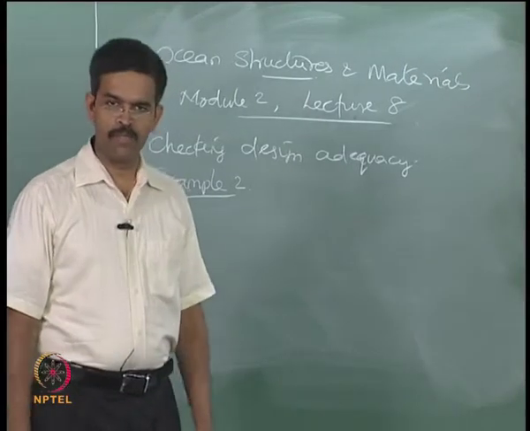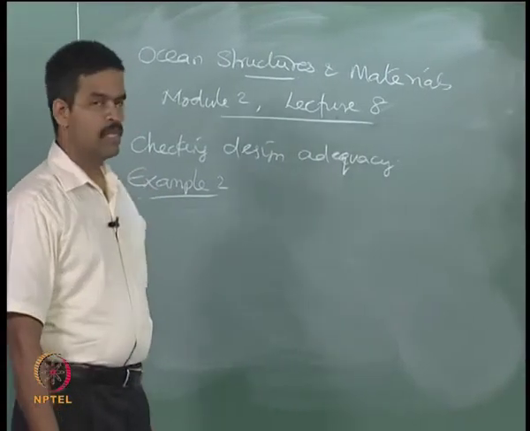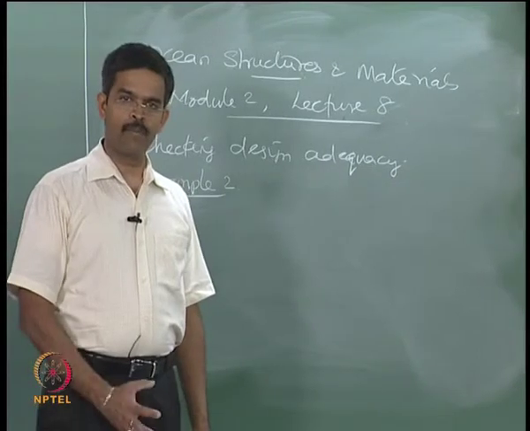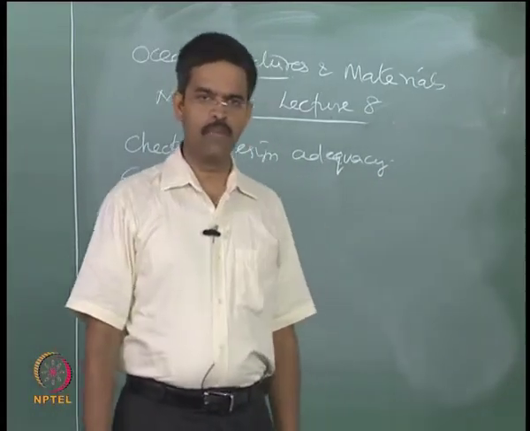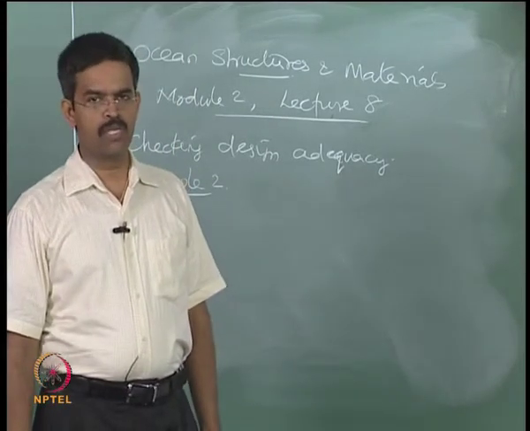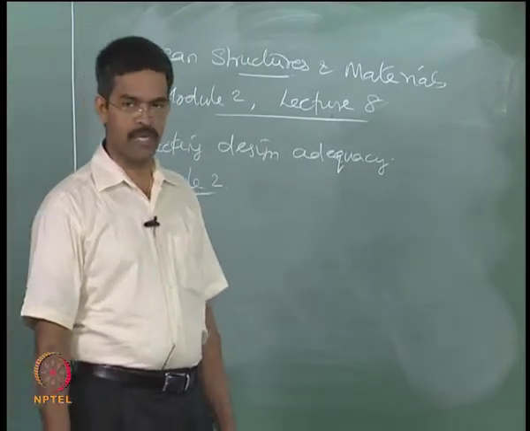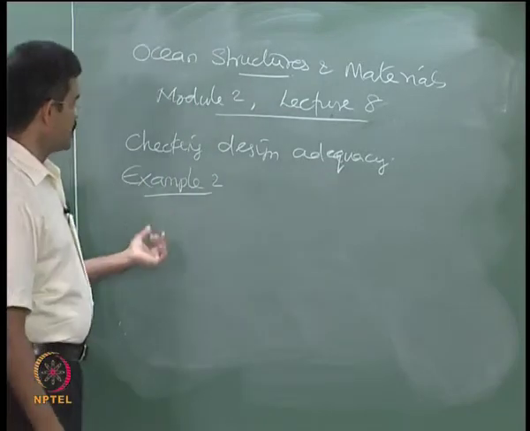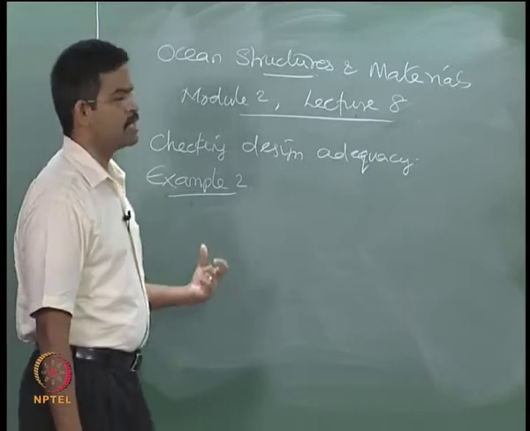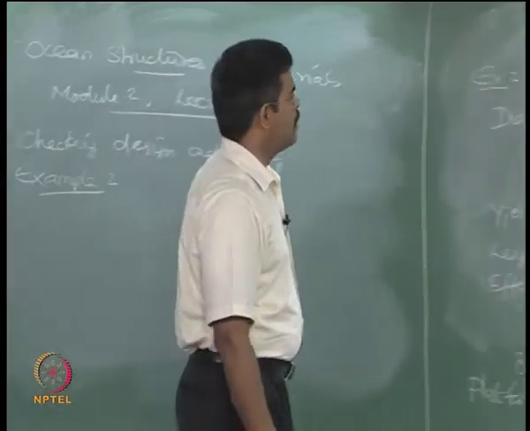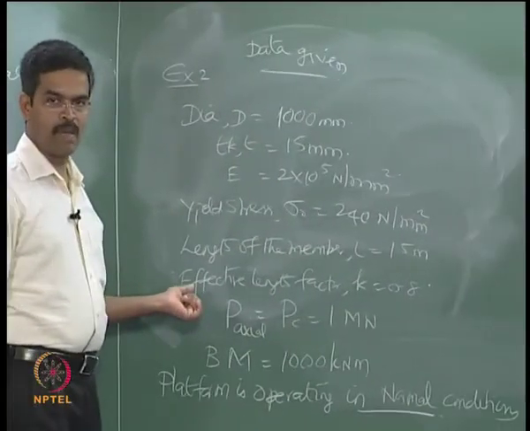of the given members using international codes. In the last lecture we saw an example problem, the member subjected to axial compressive force. We examined the adequacy of the design by using equations given in API 2008. In this lecture we will take up another example 2, where I will show you how a design adequacy can be checked for a given member with the data as given in the blackboard here.